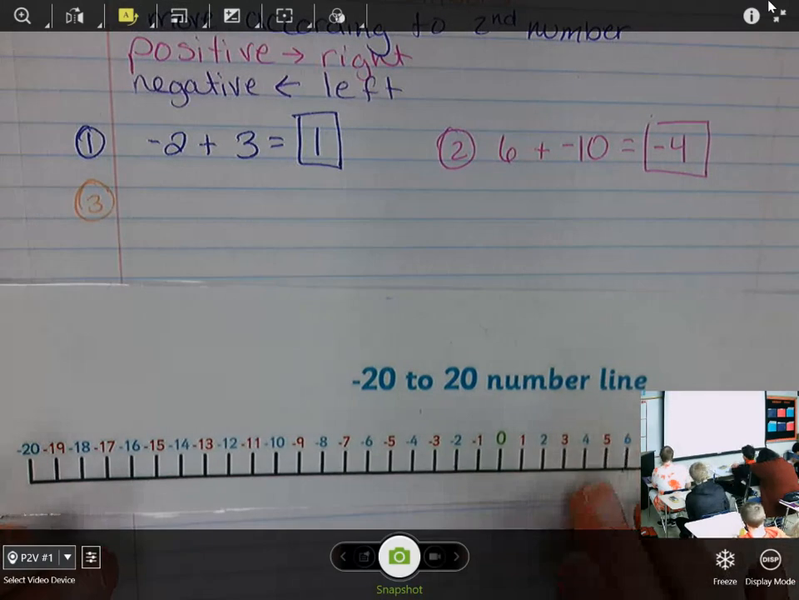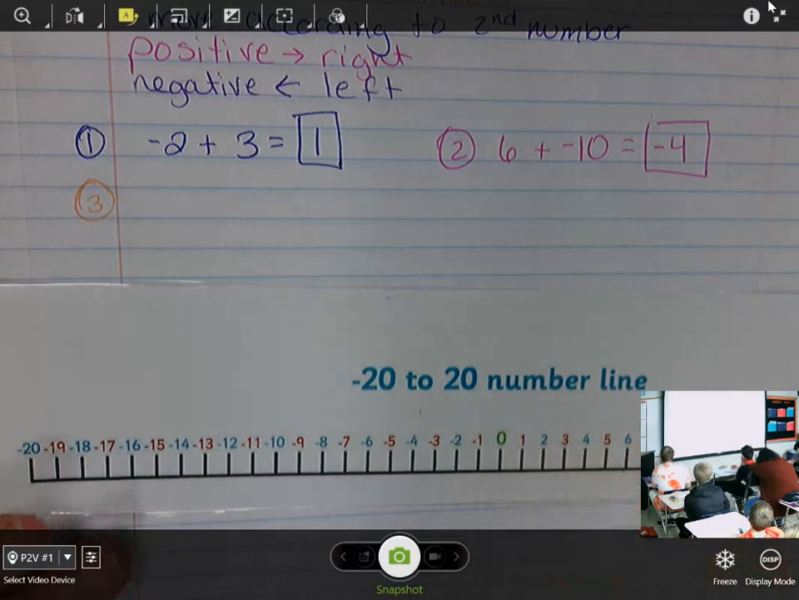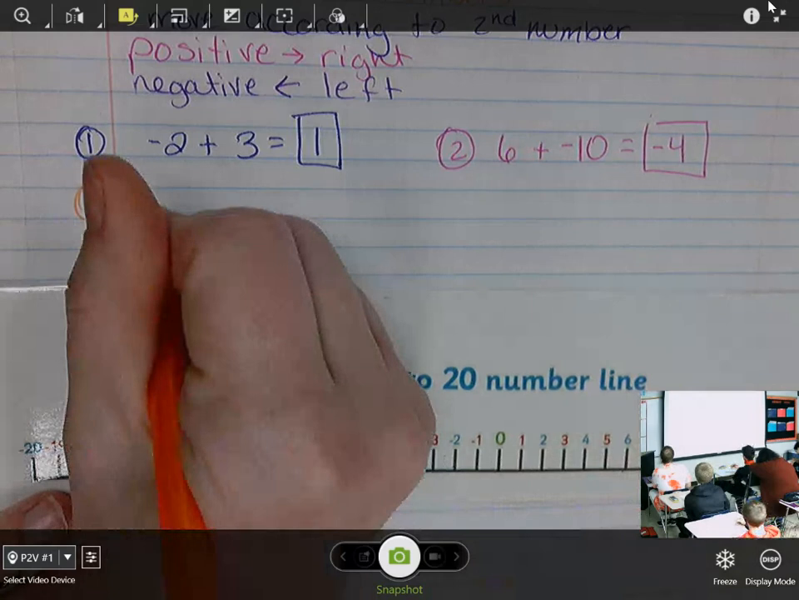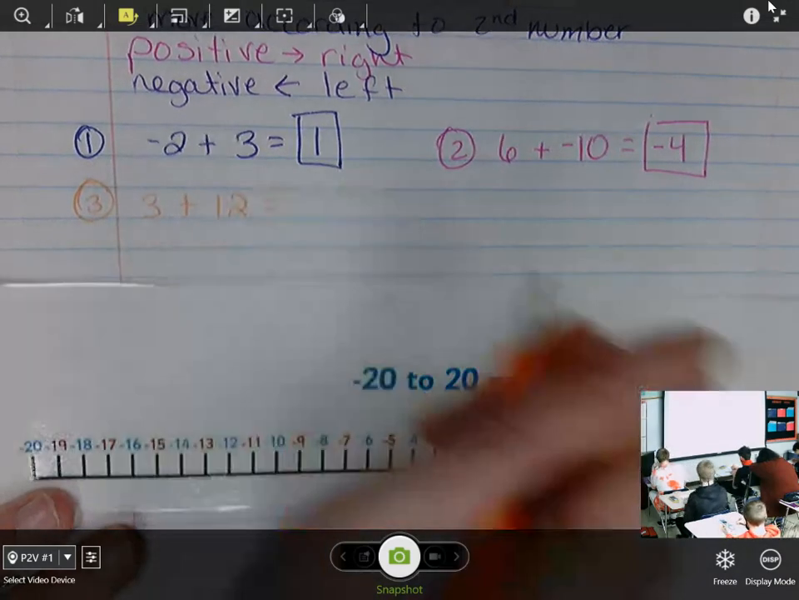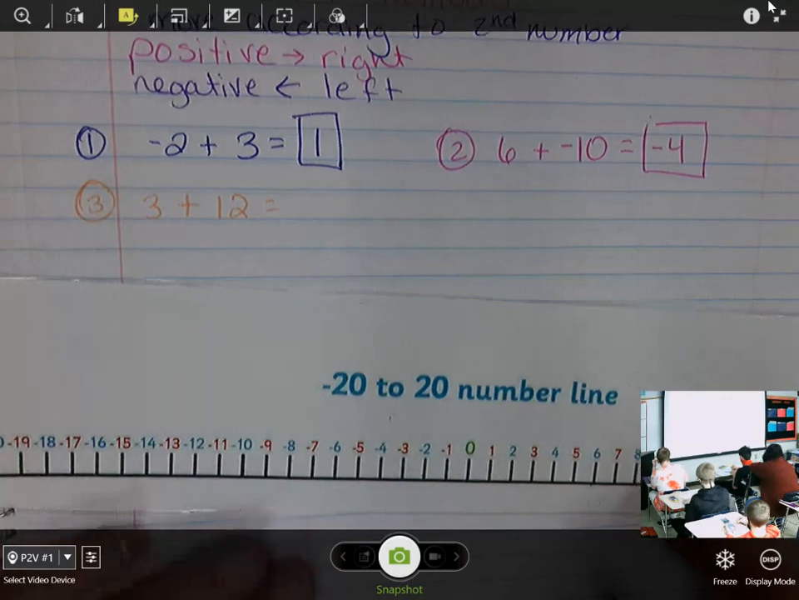All right, number 3. Are you sure about that? Number 3, I want you to do 3 plus -12. 3 plus -12.